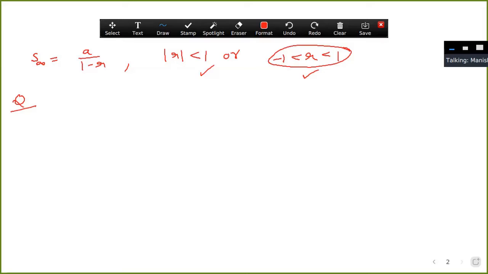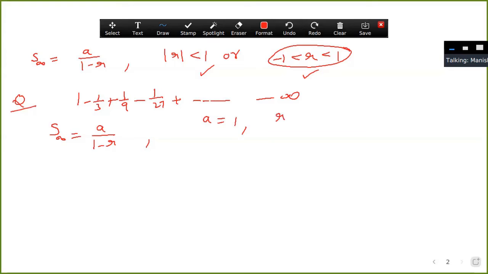Suppose the question is: find the sum of the series 1 minus 1 by 3 plus 1 upon 9 minus 1 upon 27 plus and so on, up to infinity. As we know, the formula is a upon 1 minus r. Now what is a here? A means the first term, same as we have discussed in 9.3. A is the first term, that is 1.